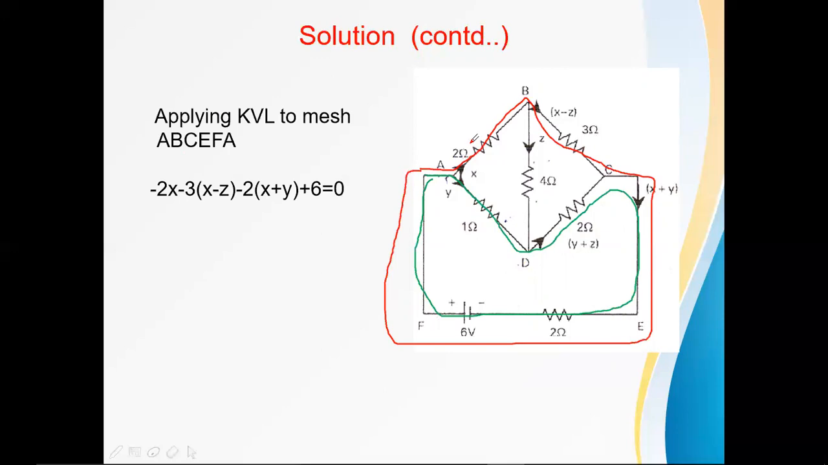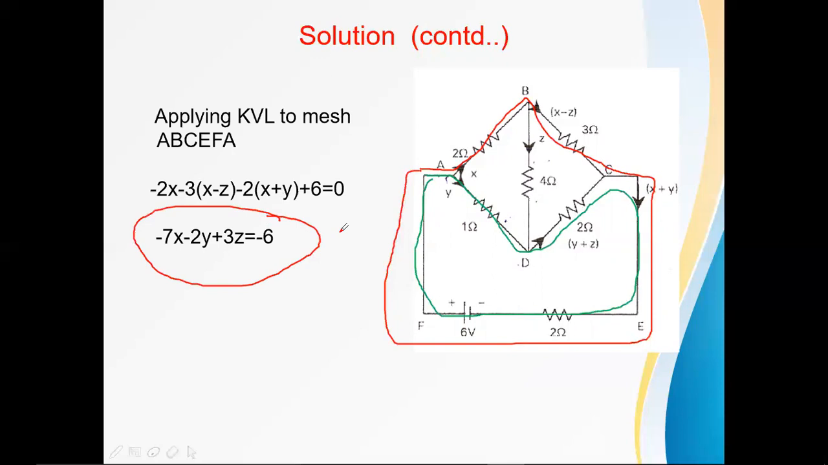Then I am following the leaving sign minus 2x, and the leaving sign is minus 3 into x minus z. For this leaving sign, minus 2 into x plus y, and for this leaving sign 6 volts is plus 6. So after solving this equation, I will get minus 7x minus 2y plus 3z. So then it will become equation 3. Now you got three equations: equation 1, this one, equation 2, and equation 3 of this red line indication.